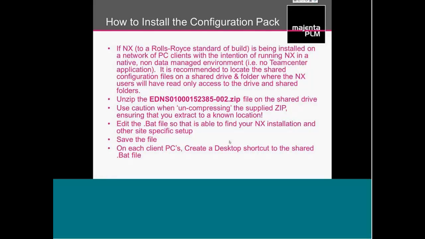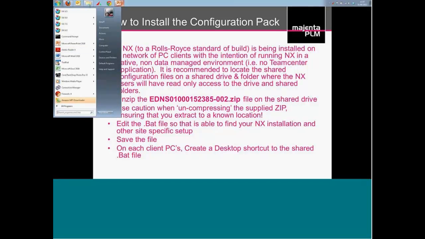Okay, so once you've uncompressed the files, we then need to go through a process of editing the BAT file and then save that file. And then on each of the client PCs, create a desktop shortcut to the actual shared file. So I'm going to show you how you would go about doing all of that.